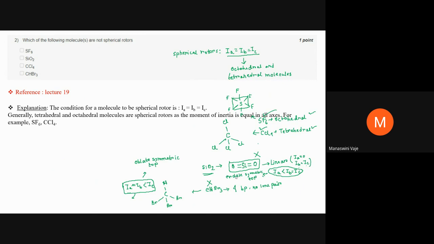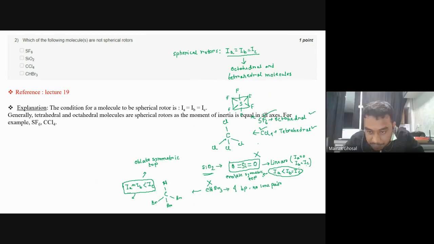It is the prolate symmetric top molecule. So now coming to the question. The question is: which of the following molecules are not spherical rotors? So I have to find something which is not a spherical rotor.